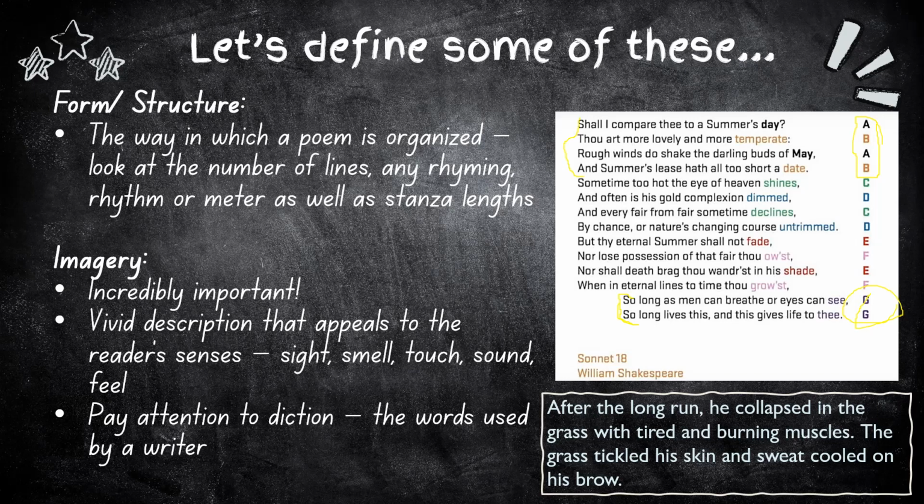We also have another example of a sense being touch, where the line tells us that the grass tickled his skin, and that shows us how the grass actually touched his skin. And we also find another example of touch where sweat cooled on his brow, and that feeling of a cooling sweat on his brow. So these appeal to certain senses, and as you can see from these couple sentences, not all the senses are appealed to.